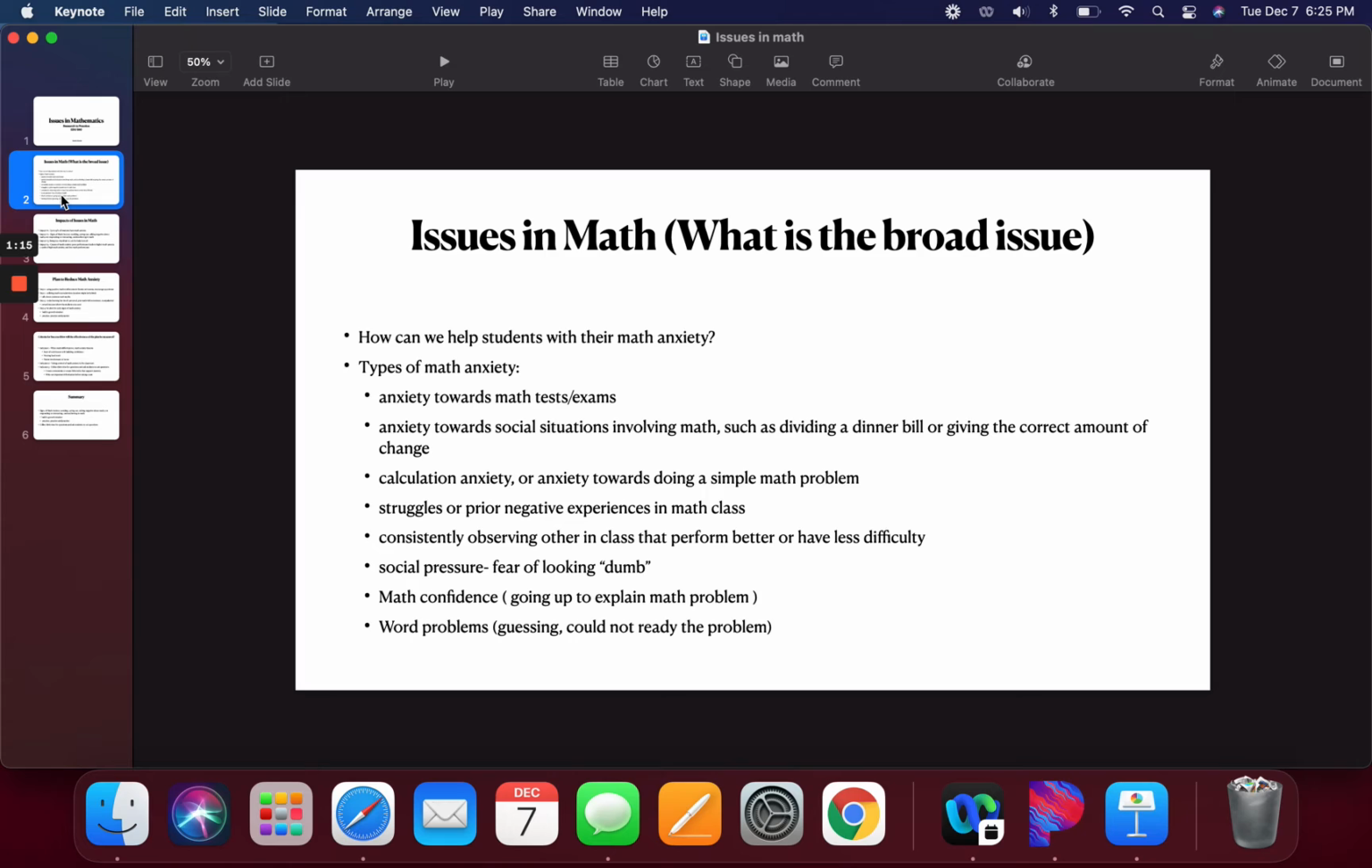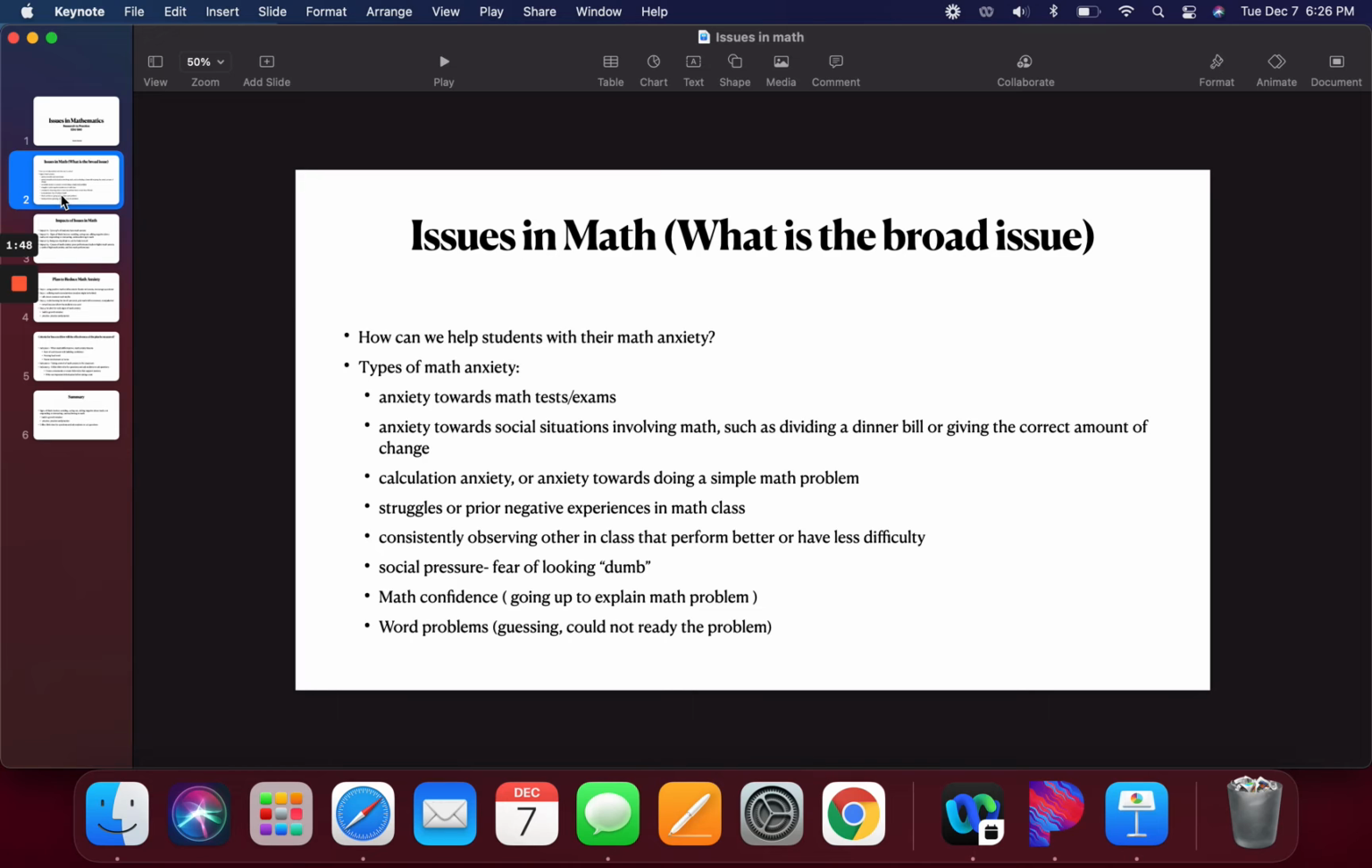Another type of math anxiety is struggles or prior negative experiences in math. For example, the student might be super shy and might not want to raise their hand to answer the question, or there might be fear of looking dumb in class, or social pressure, and constantly observing others in class that perform better or have less math difficulty.